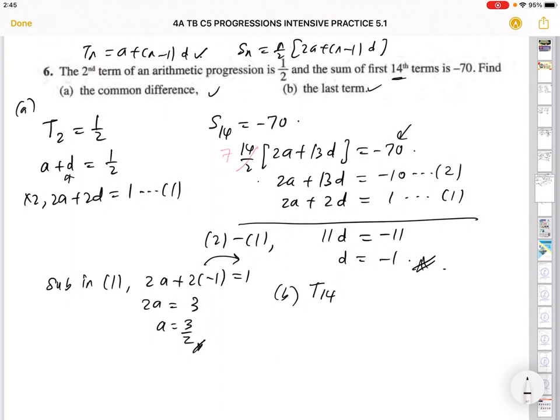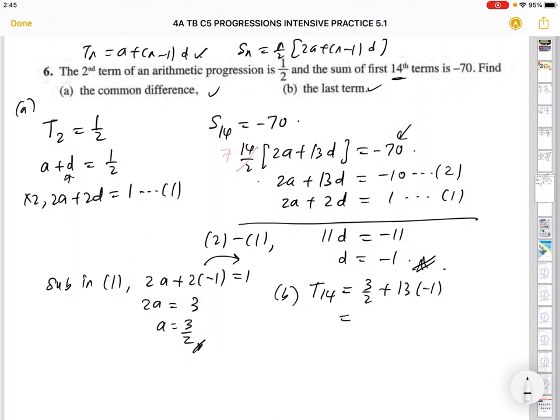Okay. Now I think the question didn't mention exactly that 14 terms is the last term. Maybe they should have said sum of all 14 terms. Yeah. So that means we know the last term is the 14th. Yeah. So a plus n minus 1 d.